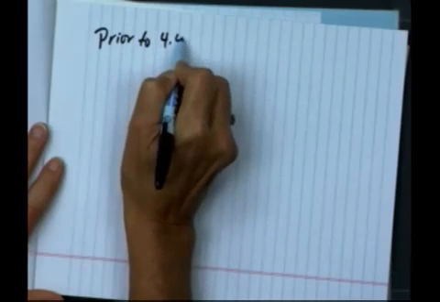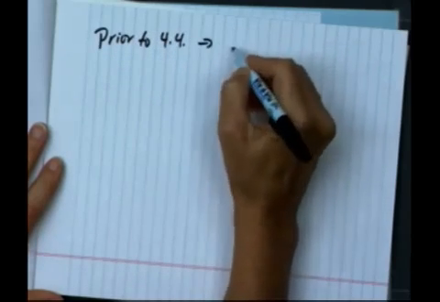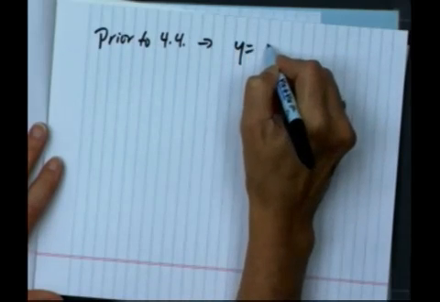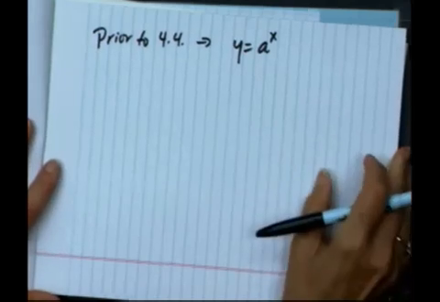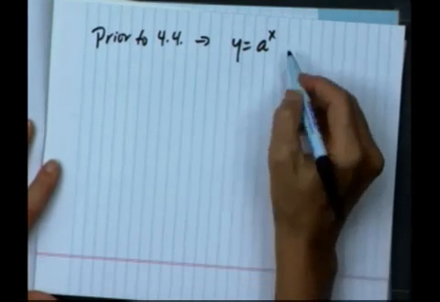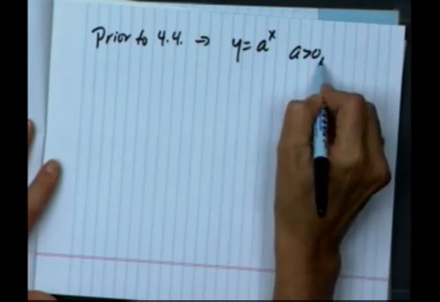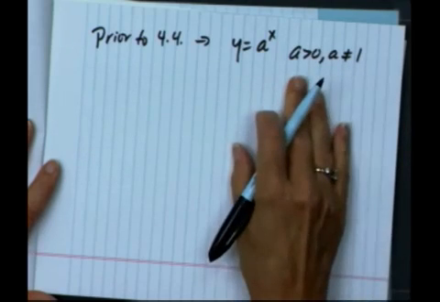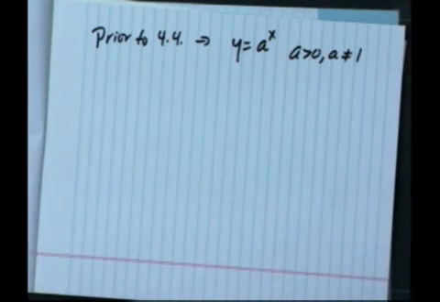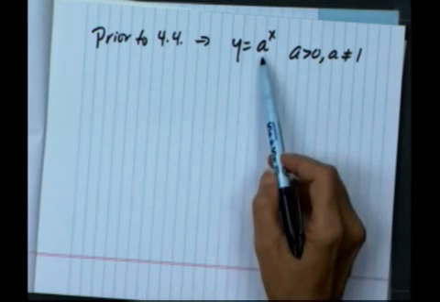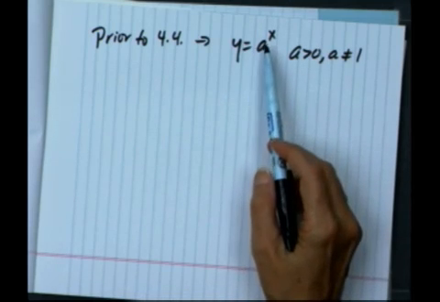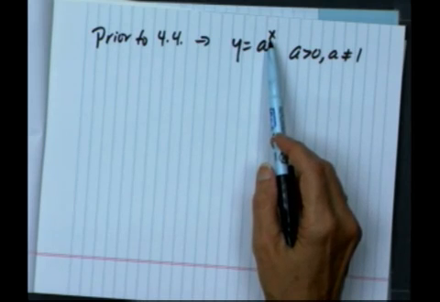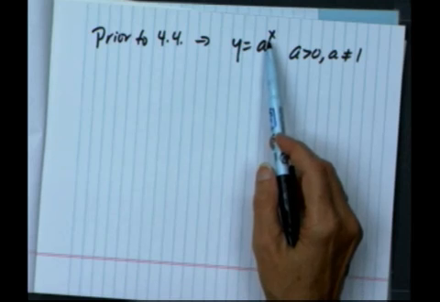Prior to 4.4, you studied the exponential function. Remember, a is a number bigger than 0, a not equal to 1. Remember that? Because if a is negative and x is a real number, it's not going to be defined for every point. You could have a equal to negative 3, and it's not defined for every value of x, such as 1/2, under the set of real numbers.